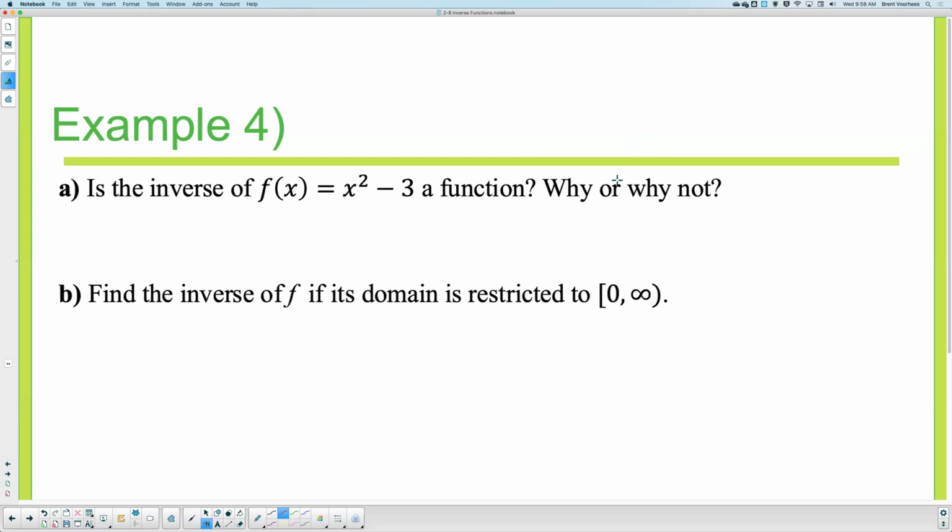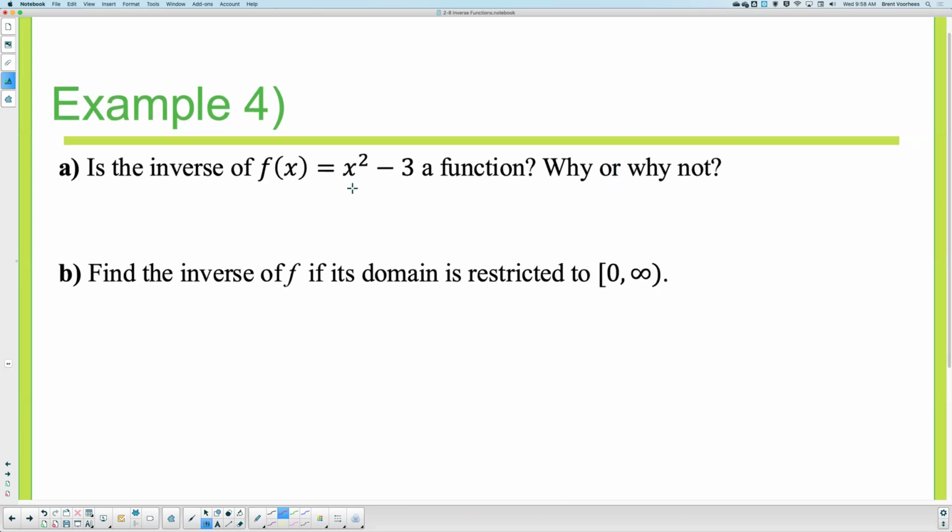All right, now let's take a look at example 4. Part A says, is the function f of x equals x squared minus 3 a function? Why or why not? Well, if you think about this as a graph, x squared, you need to know your shapes in AP Pre-Cal. The graph of x squared, I go ahead and label this. Here's y equals f of x. This is my x-axis. You could plug in values, but x squared is going to look like a parabola. So let me go back to my tools. I just found this one a moment ago. Here is my parabola, like that.